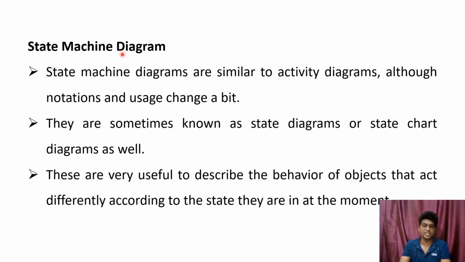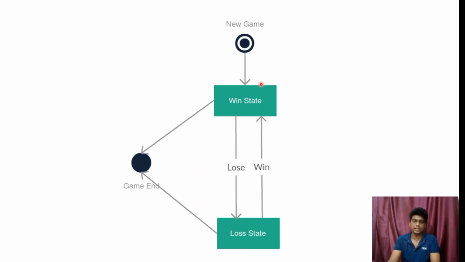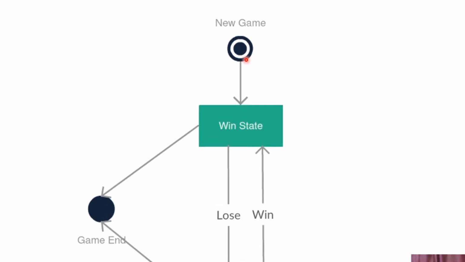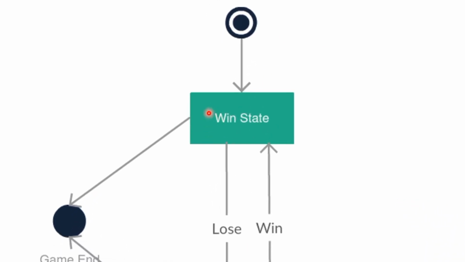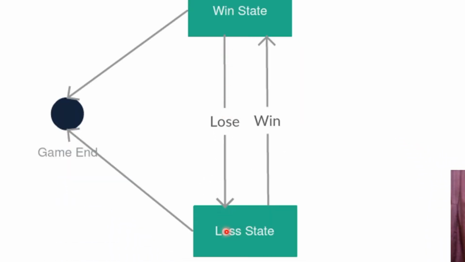The next type is the state machine diagram. It helps to represent the condition of a system or part of the system at a finite instance of time. They are very easy for describing the behavior of objects. Here you can see a new game. If it is a win state, the game ends. When he loses, again a condition is given, and after a win he goes to the end of the game.